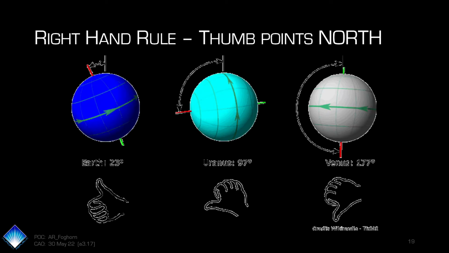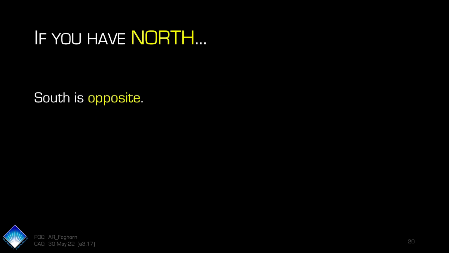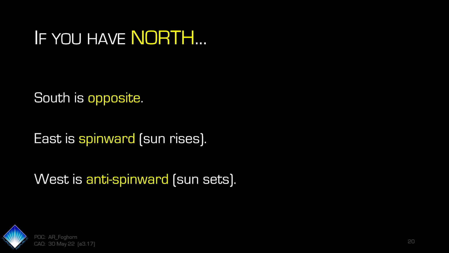If we imagine taking our right hand and relaxing it so that the four fingers form their natural curve, then we imagine laying our cupped hand on the equator of a planet with our curved fingers lying in the direction of its planetary spin. If we raise our thumb, the thumb points in the direction of the North Pole by convention. This is literally the definition of the North Pole of any spinning planet or moon. And if you have north, you have south. East is into the spin and west is anti-spin.